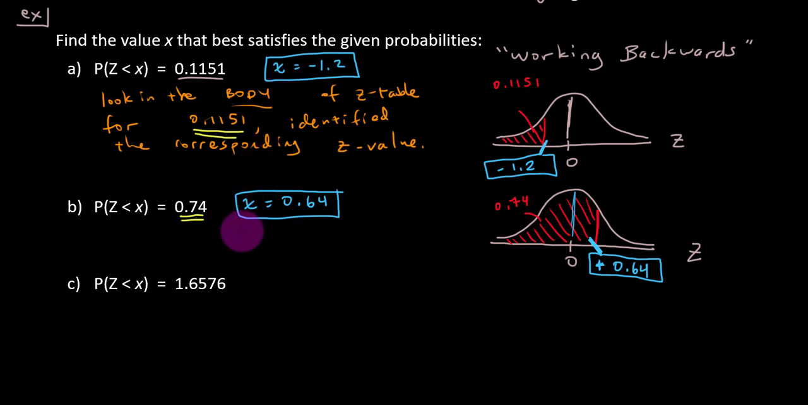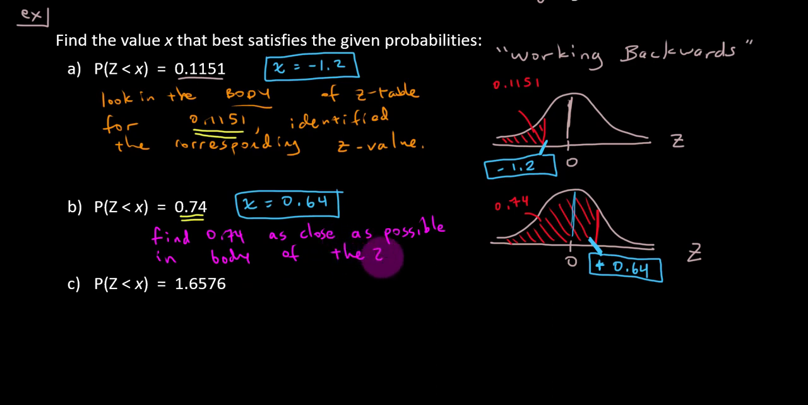Cool. So the same process occurred here with A and B, but a distinguishing feature here is we wanted to find 0.74 as close as possible in the body of the z-table, and then identify the corresponding tick mark value, working backwards. Pretty fun. Part C is even funner.